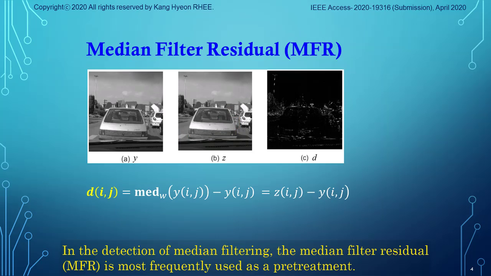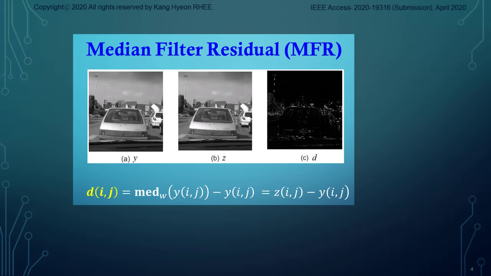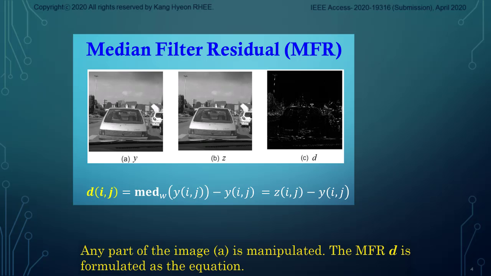In the detection of median filtering, the median filter residual (MFR) is most frequently used as a pre-treatment. In this figure, the suspicious image Y, its median filtered image Z, and the difference image D between Y and Z are depicted. Any part of the image A is manipulated. The MFR is formulated as the equation.